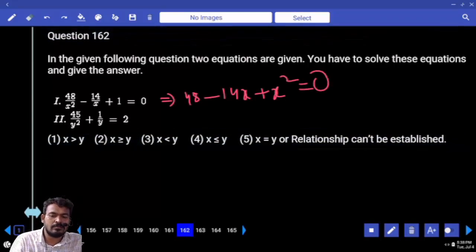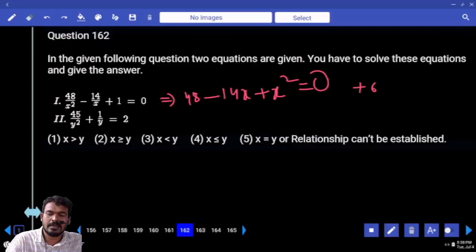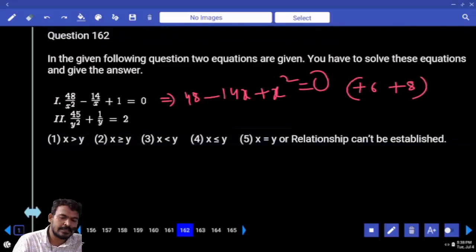What is the product value? 48. Sum is 14. Okay. Then one will be plus 6, another one plus 8. Final roots are these. Second one.